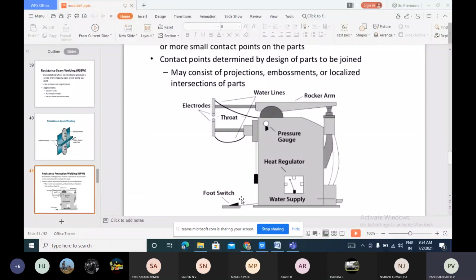Whenever he releases this foot switch, the electrode will be pulled back. So this is the basic system of resistance welding, whether it is projection welding or spot welding, it is the same. Okay, this machine. So resistance projection welding. What is the meaning of projection?